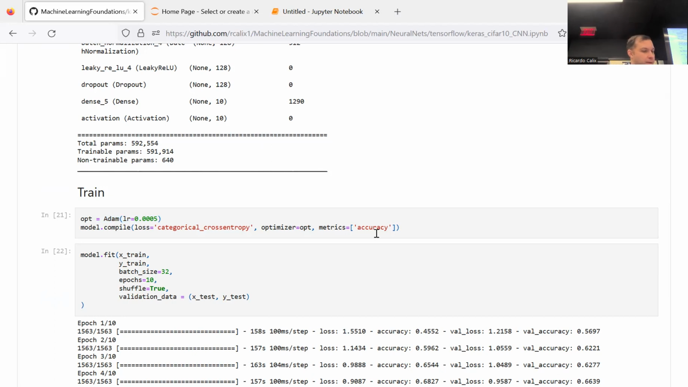All of this is usually done in C++ also, right? Remember that Python is really just an interface to all the compiled code in C++. So that's why it's really fast. All right, so the optimizer is the algorithm that will be used.